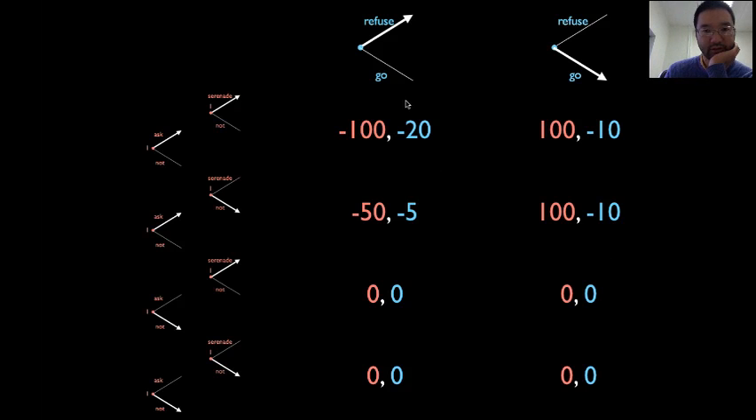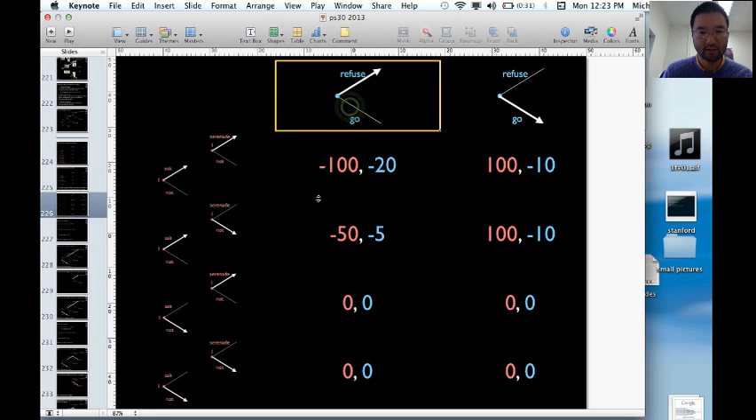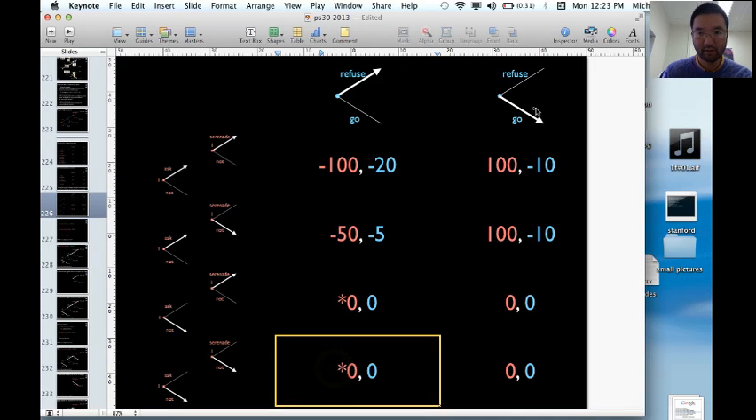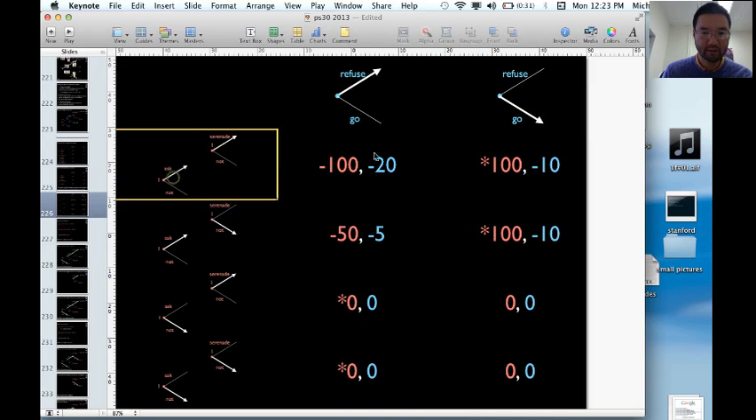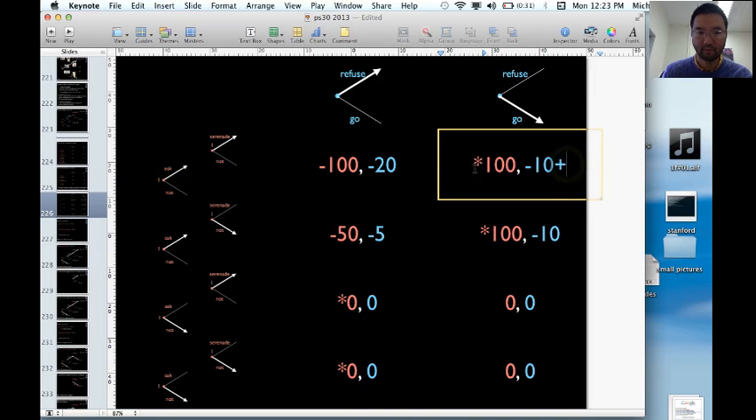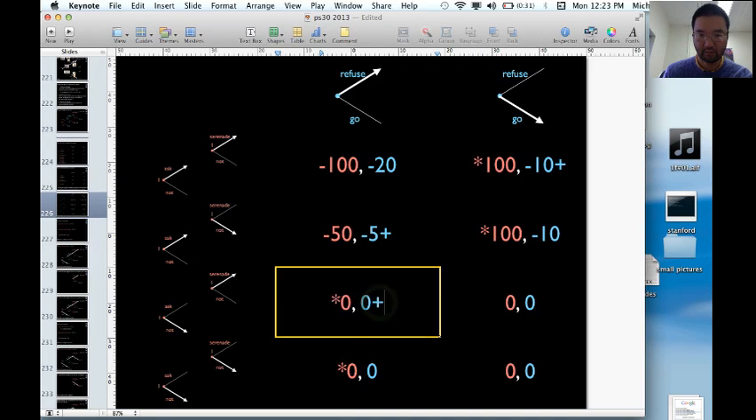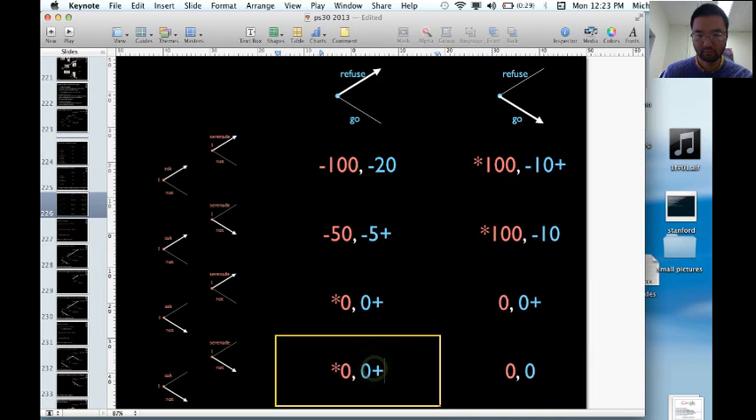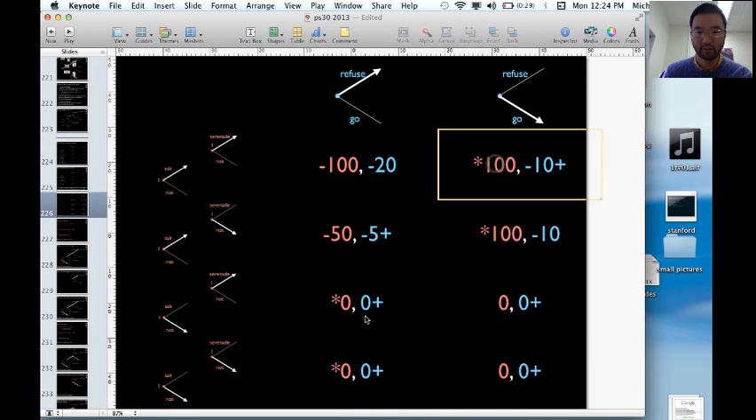Let's see if we can find Nash equilibria. If 2 plays this, then the best response is this. If 2 plays this, the best response is up here. If 1 plays this, the best response for 2 is this -10. This -5 is the best response, and then there's just a bunch of zeros. Okay, so what are our Nash equilibria? We have 3: this one, this one, and this one.